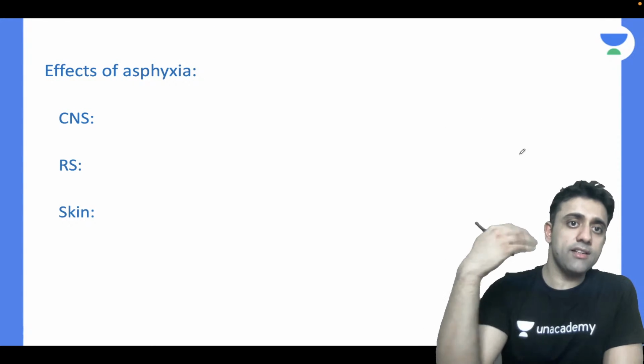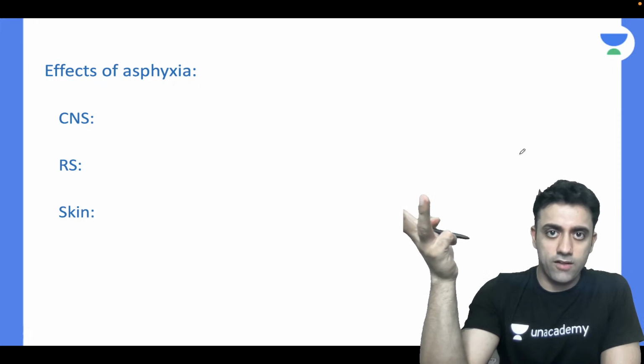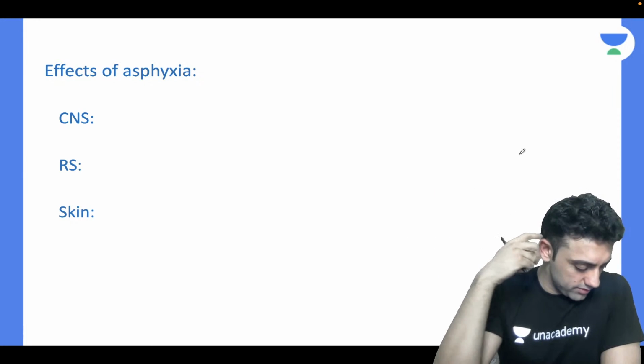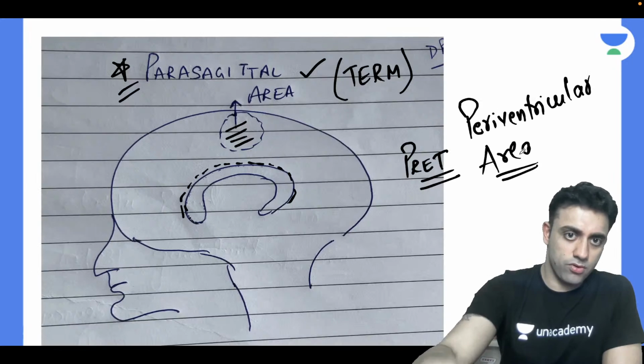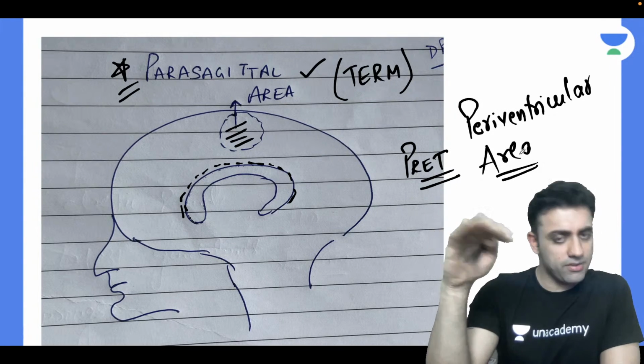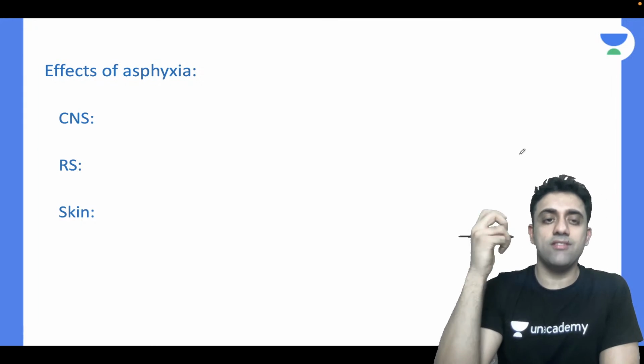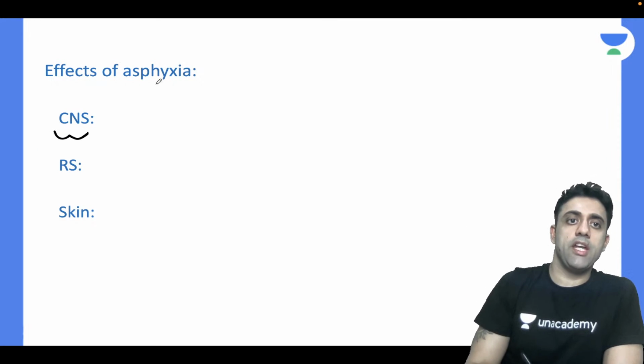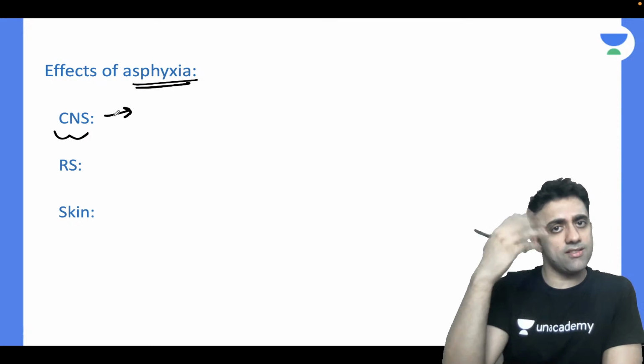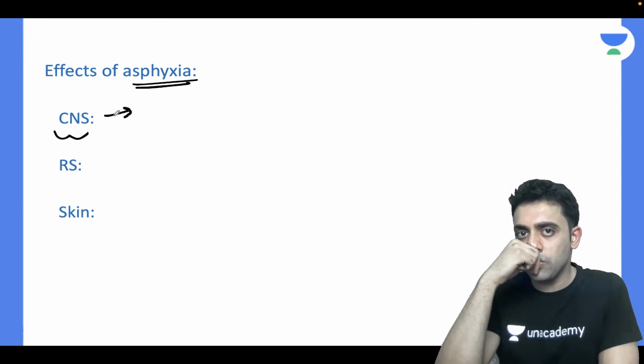Now it's almost the ending of the topic. So, both sides of the sagittal suture. Parasagittal, yes, both sides. You can say that. Okay, effects of asphyxia on CNS. What do you think, anyone? If the baby did not cry, what are the CNS effects you can have?